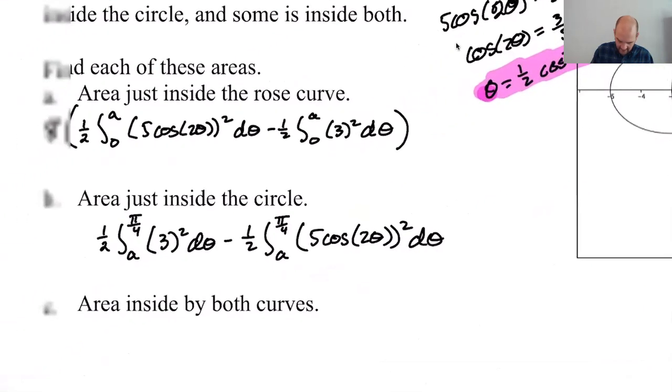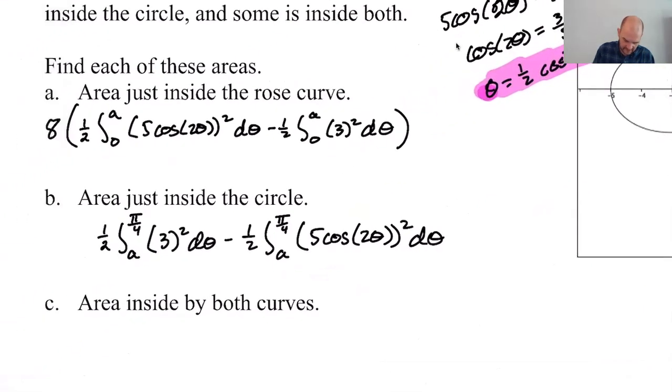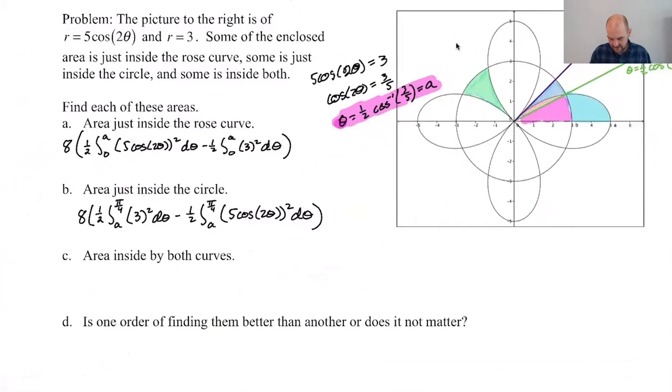So that's 1/2 of it. So I need to multiply that by 2. And then there's 4 of them. So I need to multiply this whole thing by 8. And that's gonna do it. Well, I think.